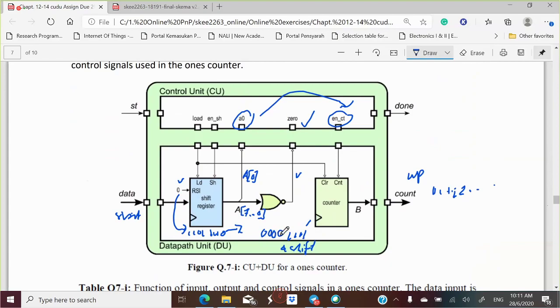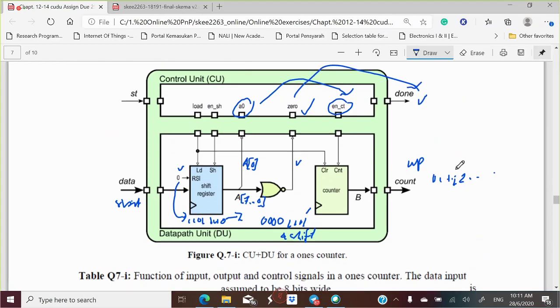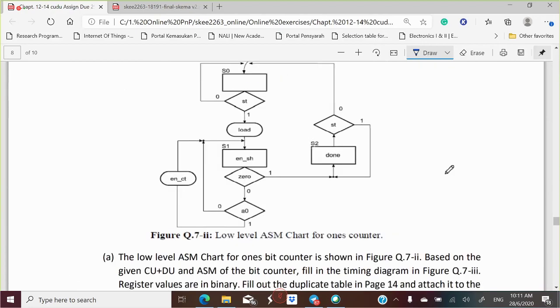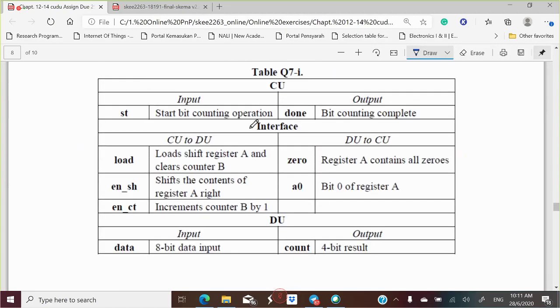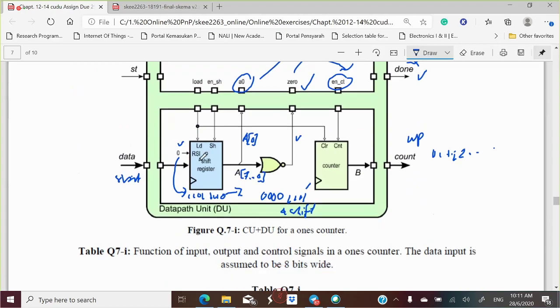However, in this case, after 4 shifts, the whole thing will be 0. It will stop. It will just go down. So this 0 actually relates to the done. And the timing here it shows, right? You have the start, you have the load, same. What do you load? Yeah, you load the value here, but you don't have it here.